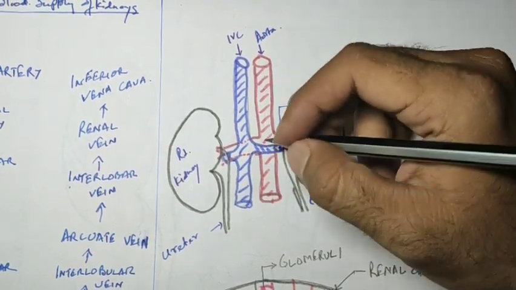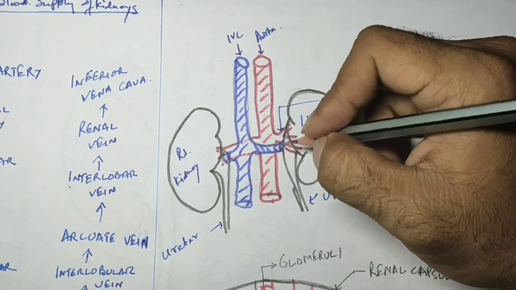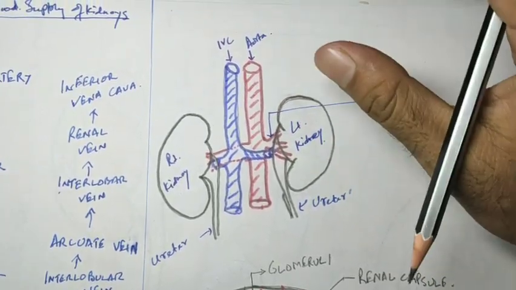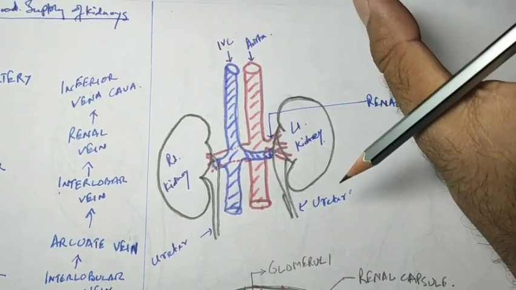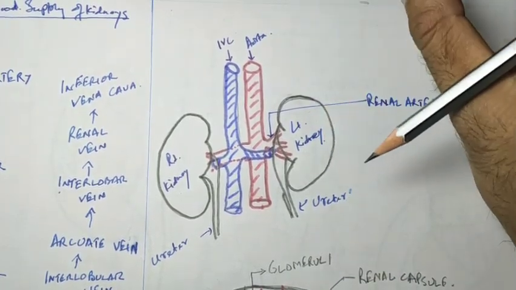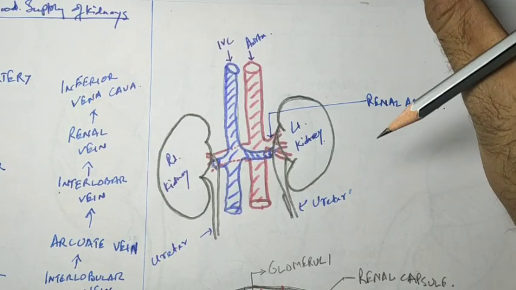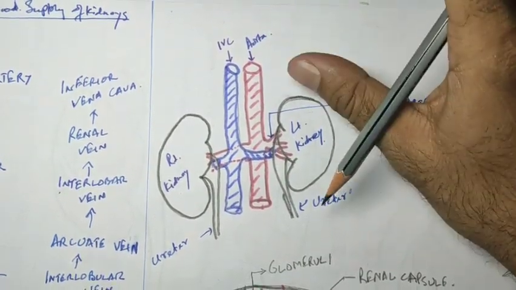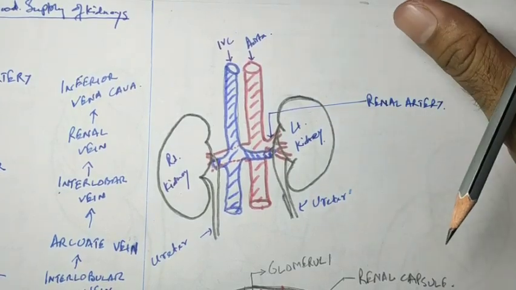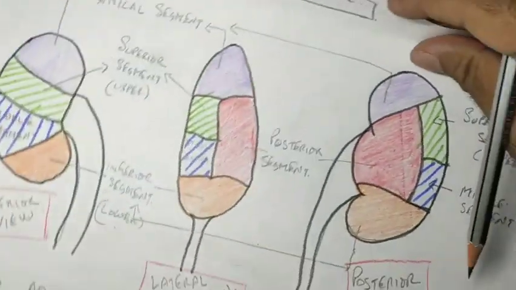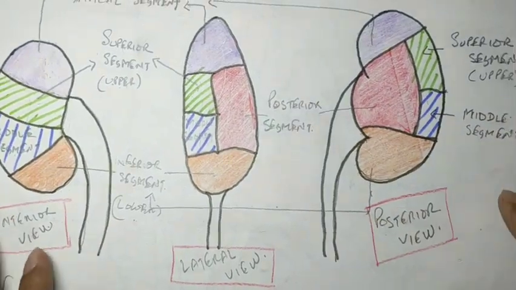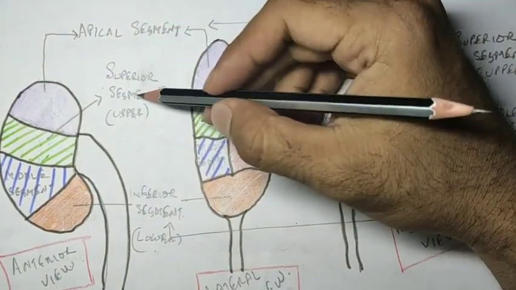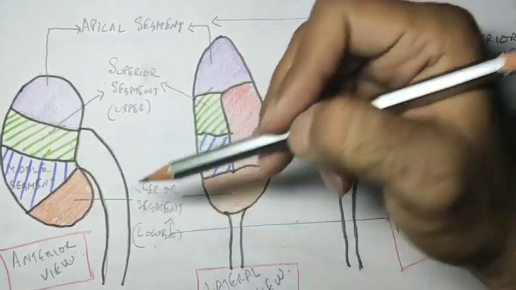These segmental arteries are end arteries, and they do not communicate, they do not give a branch to other segments. Therefore, if there is a problem with one segment of the kidney, it can be easily removed surgically without affecting the other segments. Okay, so there are 5 segments, as can be seen in this diagram: the apical, the superior or upper, the middle, and the inferior segment.